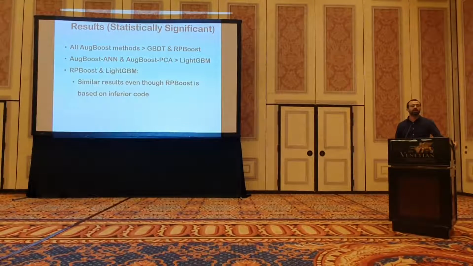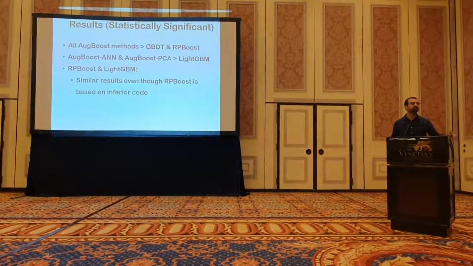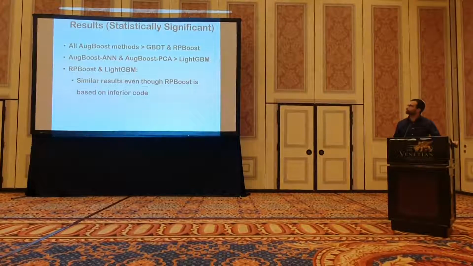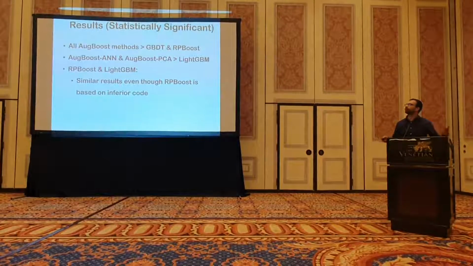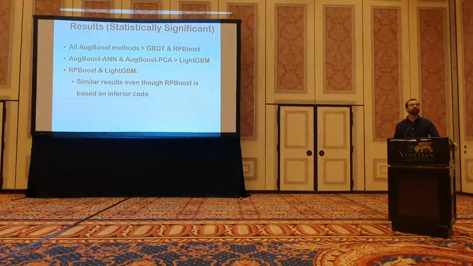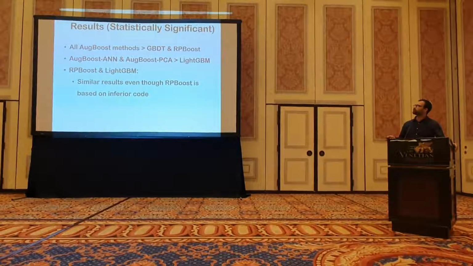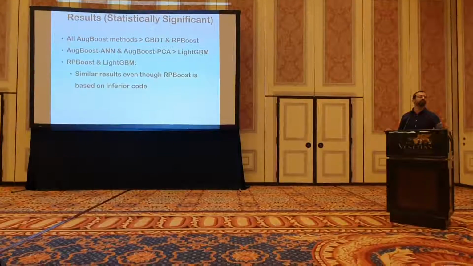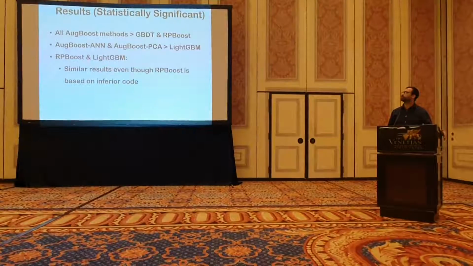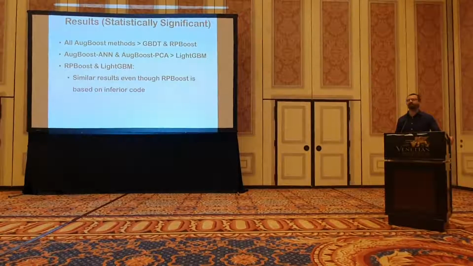All of the methods we introduced were significantly better than when we started from gradient boosting. So this is a significant improvement, and it was also significantly better than AugBoost. The versions of our method which use either neural network or PCA were also significantly better than LightGBM, even though it's based on an inferior code base. And something that's interesting is that AugBoost and LightGBM have similar results, even though AugBoost, like ours, is based on the inferior code base, and that shows that maybe what they worked on was a step in the right direction.